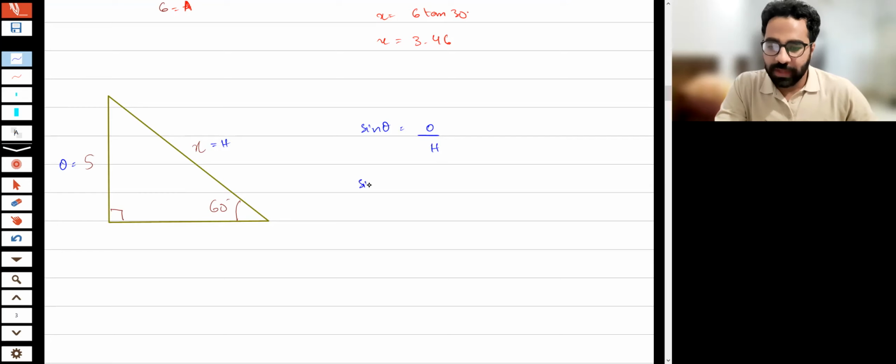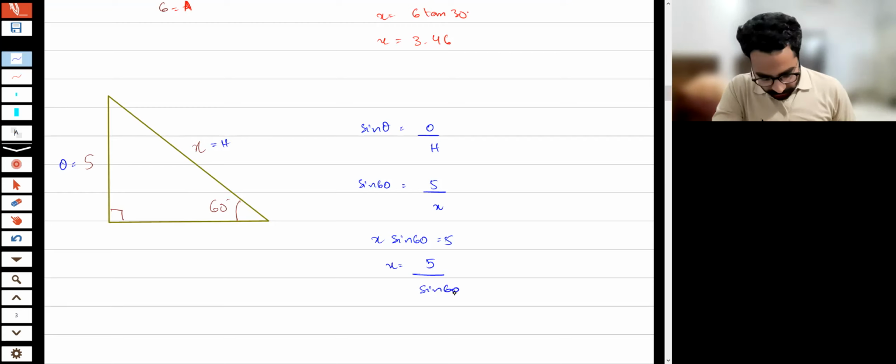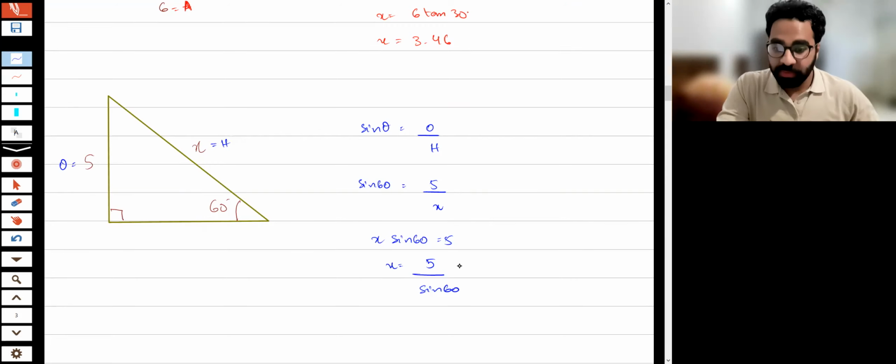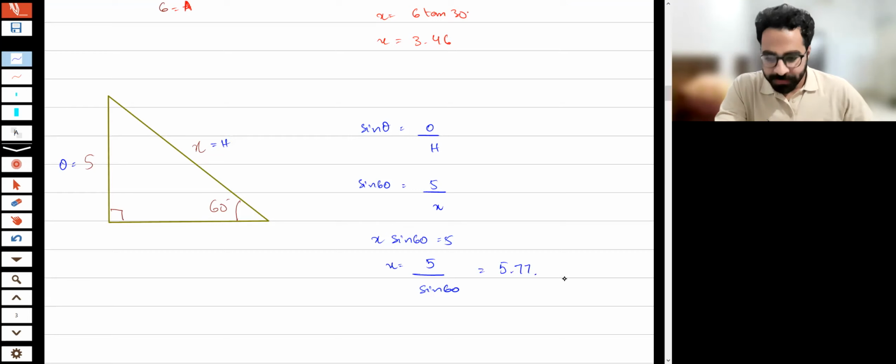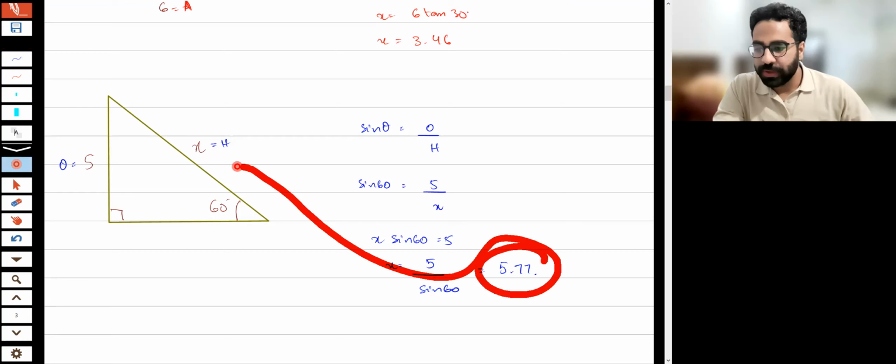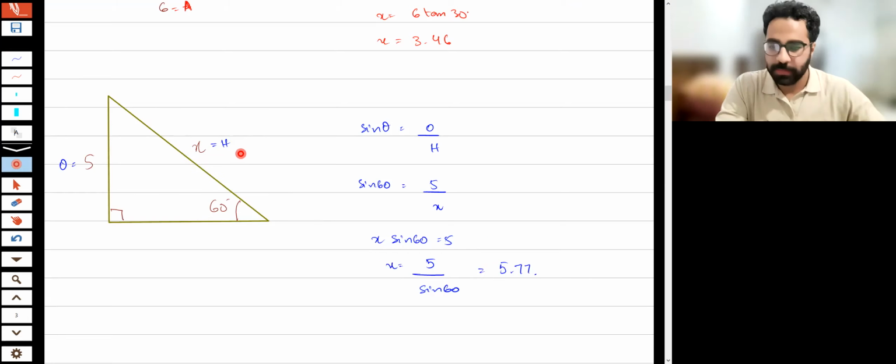So I have sine 60 equals opposite 5, hypotenuse x. Remember, I have x in my denominator. I can swap x with sine 60, or if you don't understand that, cross multiply, and I get x sin 60 equals 5. So x equals 5 upon sin 60, which is equal to 5.77 units. We'll do it in centimeters, so the value of x is 5.77 centimeters.